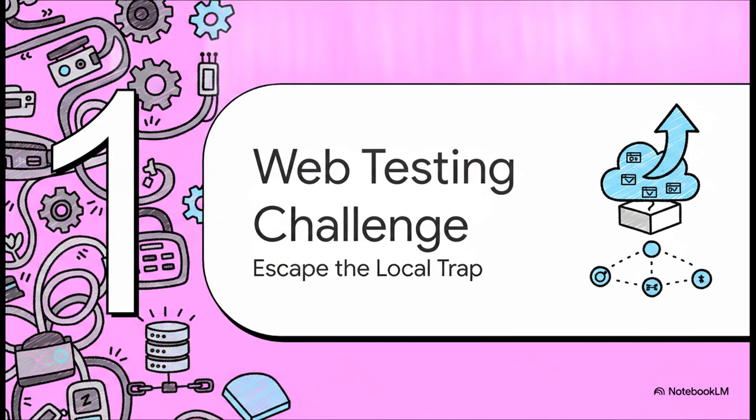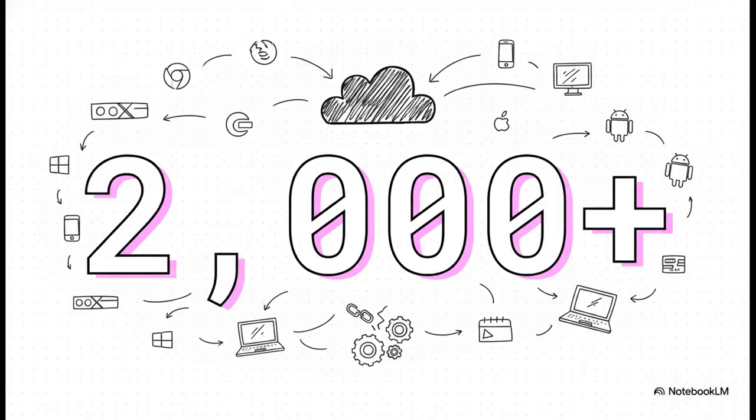All right, starting with Section 1, the Web Testing Challenge, or as I like to call it, escaping the local infrastructure trap. Look, developers face a massive headache trying to maintain all this hardware and run local VMs. Just think about the sheer scale of the ecosystem right now. Over 2,000 plus. That is the number of unique browser, operating system, and device combinations out there in the modern web ecosystem. When you start multiplying Chrome, Firefox, Safari, and Edge by all their mobile variants, and then stretch that across Windows, macOS, Linux, iOS, Android, well, maintaining that locally, it's completely impossible. You just can't do it.